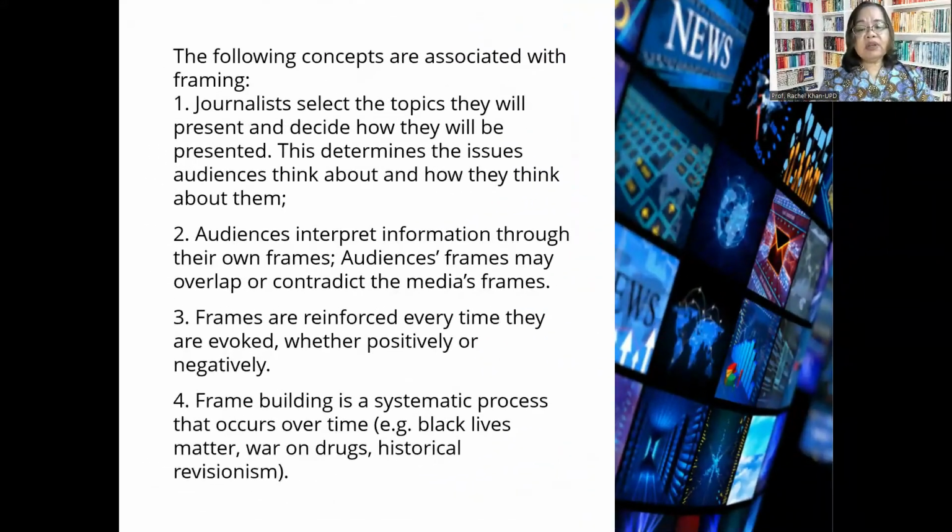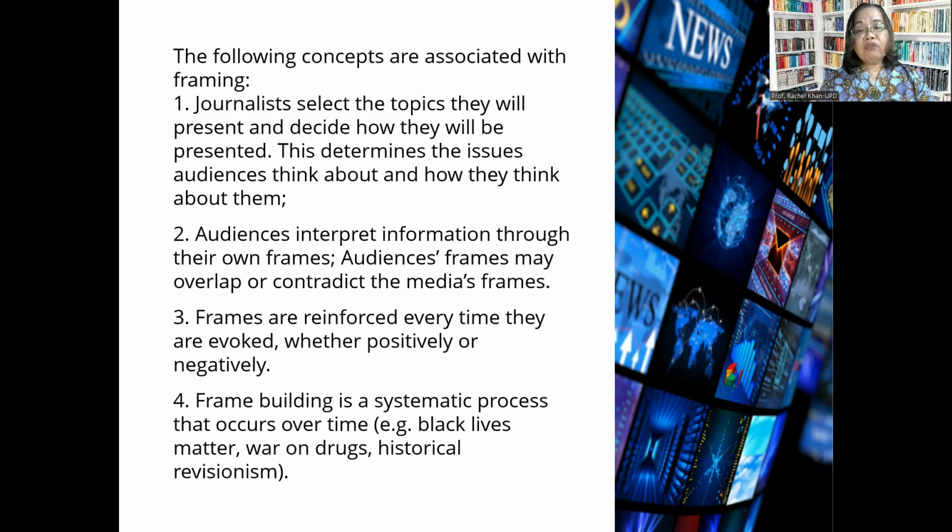The following concepts are associated with framing. First, journalists select the topics they will present and decide how they will be presented. This determines the issues audiences think about and how they think about them. Second, audiences interpret information through their own frames. Audiences' frames may overlap or even contradict the media frame. Third, frames are reinforced every time they are evoked, whether positively or negatively.